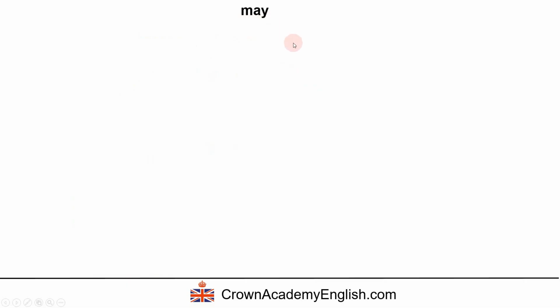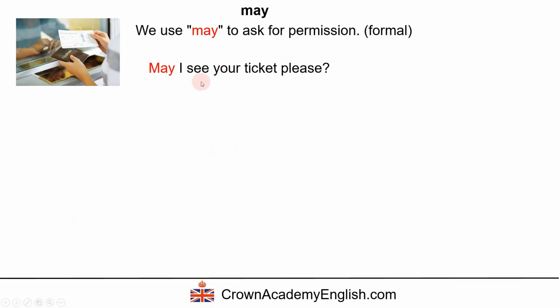May. We use may to ask for permission. And this is more formal. This is the most formal modal of all of them. May I see your ticket, please? Okay, so we're asking permission to see your ticket. And this looks like passport control. Okay, so we're at the border.